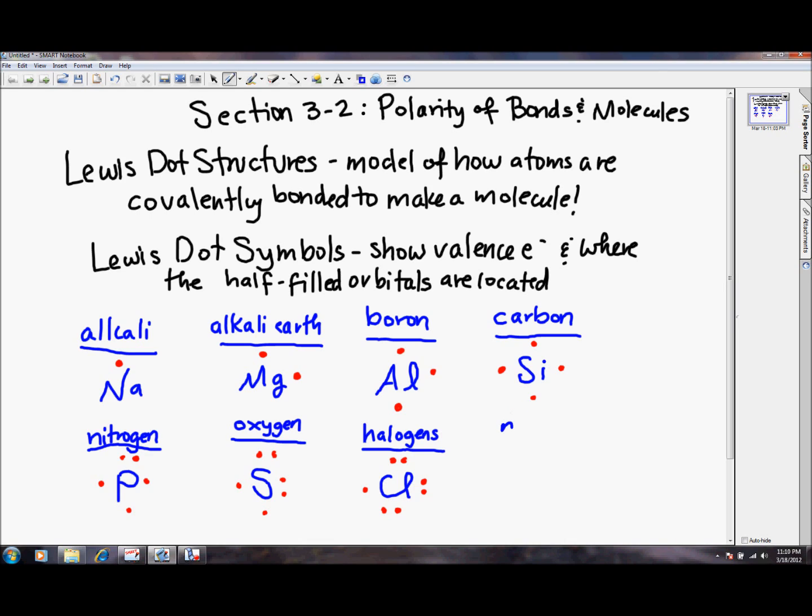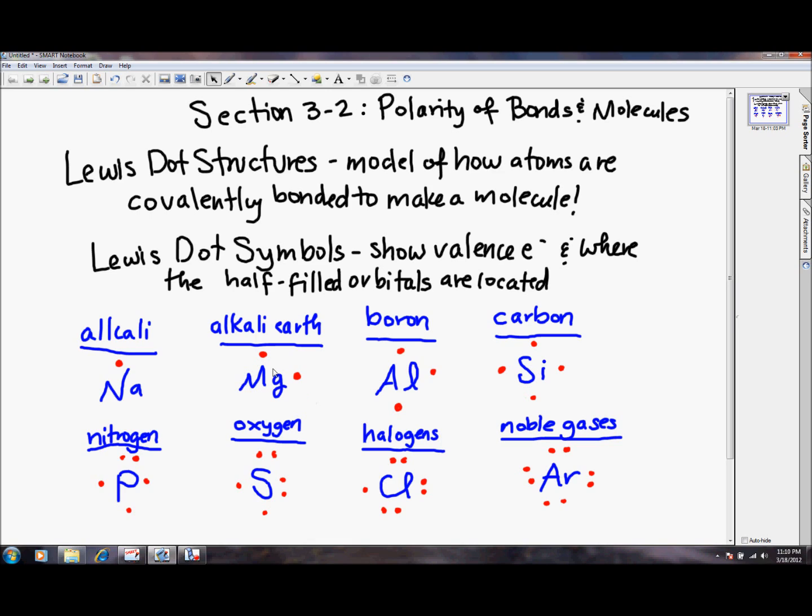And last, the noble gases. And I'll do argon, Ar. Remember, the noble gases have 8 valence electrons. They have nice filled both s and p orbitals. Okay, so these represent each of the family members. You just change the symbol in the middle for a different element from the same family.